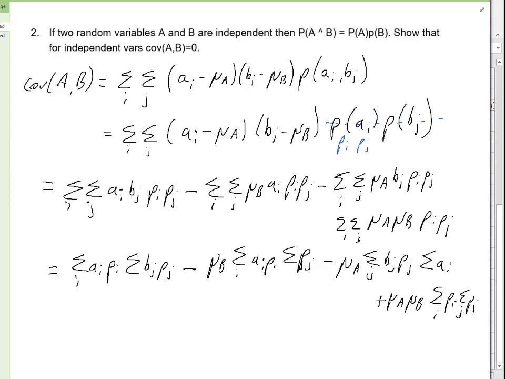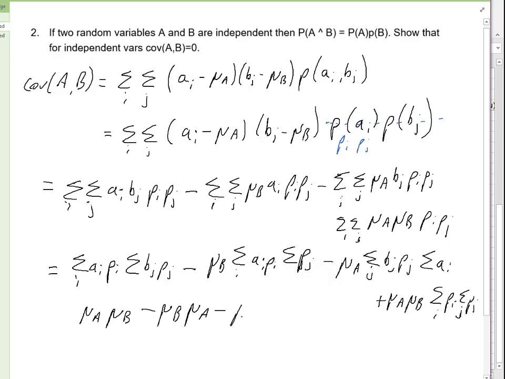Now almost there, because this thing here, sum up ai pi, this is the expected value of a. So that there is mu a, and this is mu b minus mu b. This is mu a again, it's the same as here. And this is summing up all the pj's. So the probability of each value of bj, so that just sums to 1.